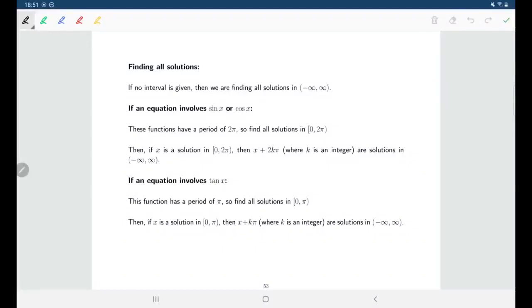Welcome back. In the last part of this lecture, we'll be talking about finding all the solutions, in other words, solving the trig equation over all real numbers, and we'll also be looking at cases where maybe we've got two different trig functions or maybe something that's quadratic in form. To start with, if we're looking to find all the solutions, then we're looking to solve over all real numbers from negative infinity to positive infinity.